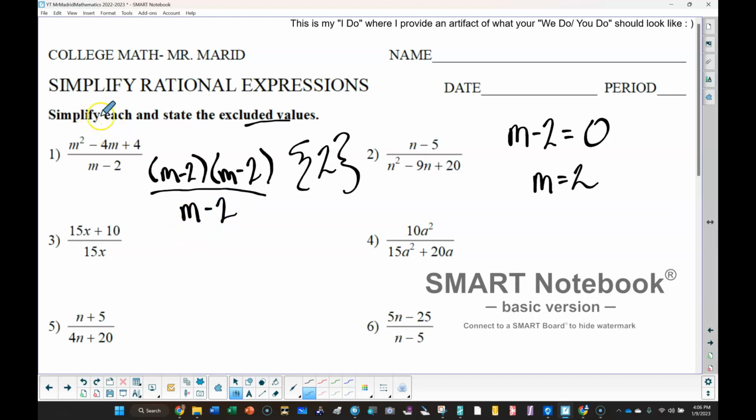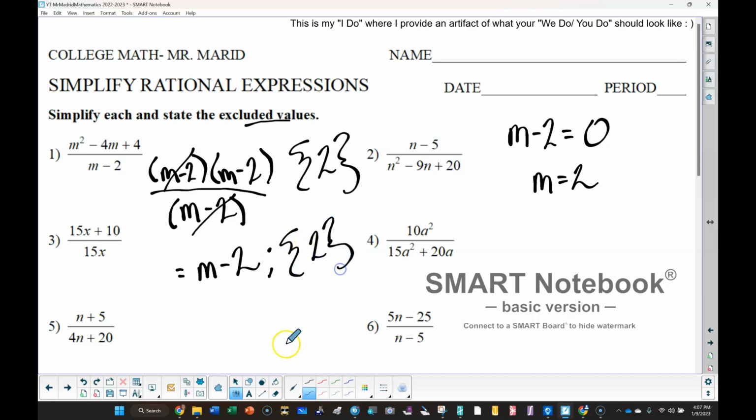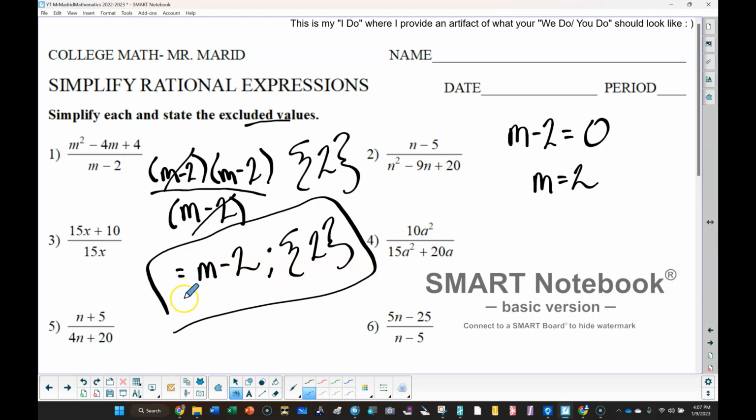Again, they want me to simplify, so I've got to make it simpler. m minus 2 divided by m minus 2 can be canceled out. So I'm left with m minus 2 as a final answer. At the end, I'm going to write the simplified expression, a semicolon, and then I'll have my 2 in there. This is what you'll have at the very end. If you need some help, then we'll go slower in class.